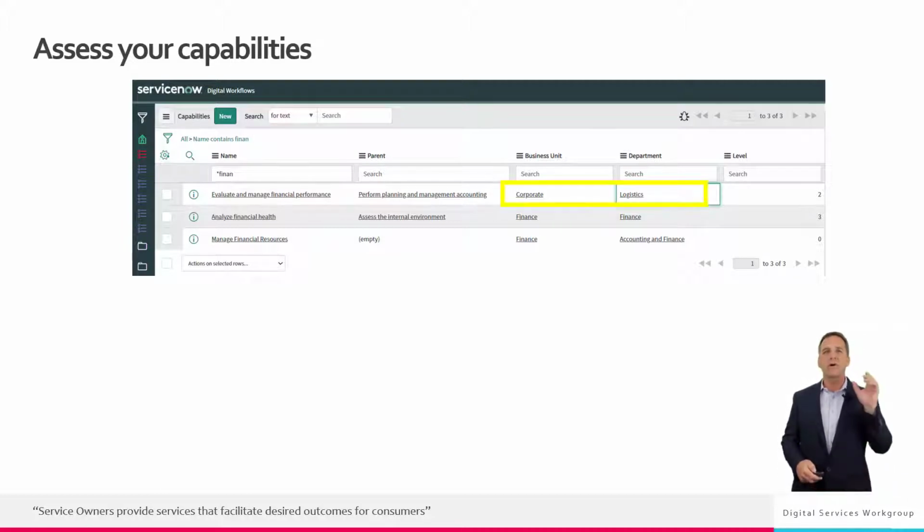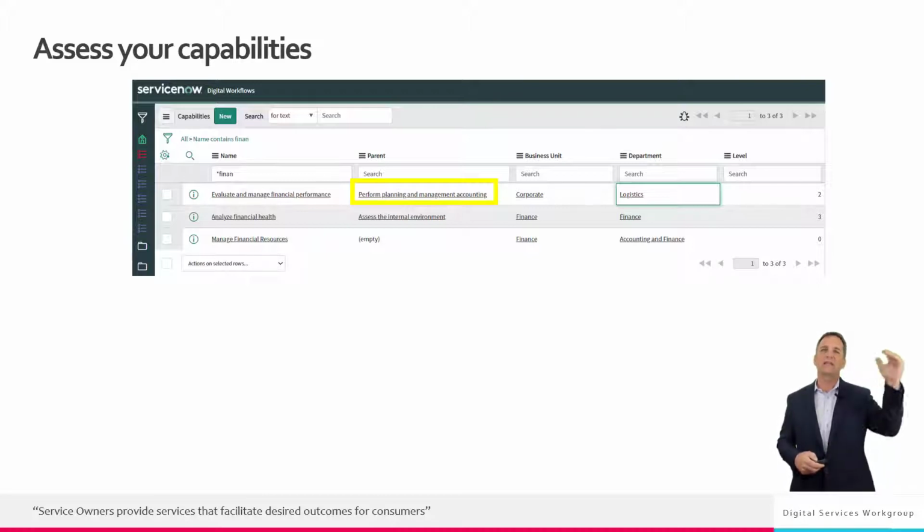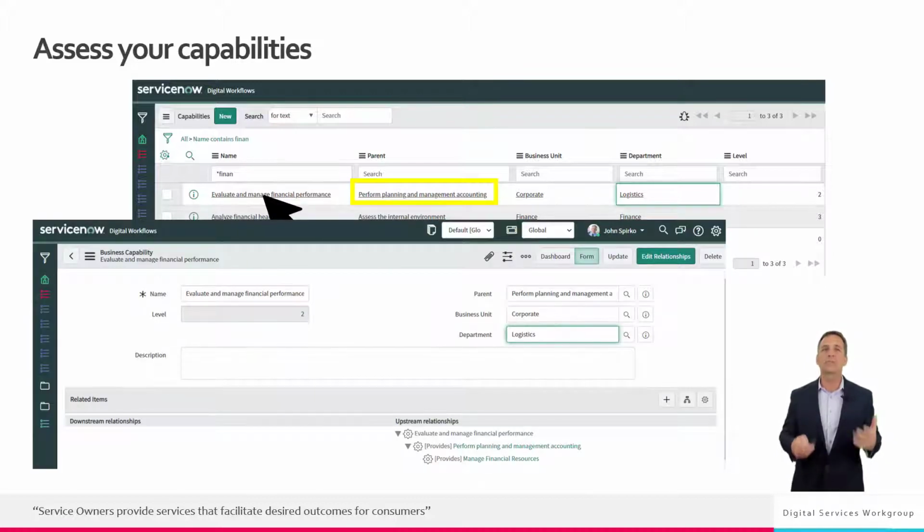Ideally, they'll identify the part of the organization that's requesting or originally requested that capability. Sometimes there's an elaboration on the capabilities, and nesting is created. For example, this one's a level 2 capability. That means that there's 2 capabilities up above it. Evaluate and manage financial performance has a parent shown in the list, and that parent has another parent at level 0.